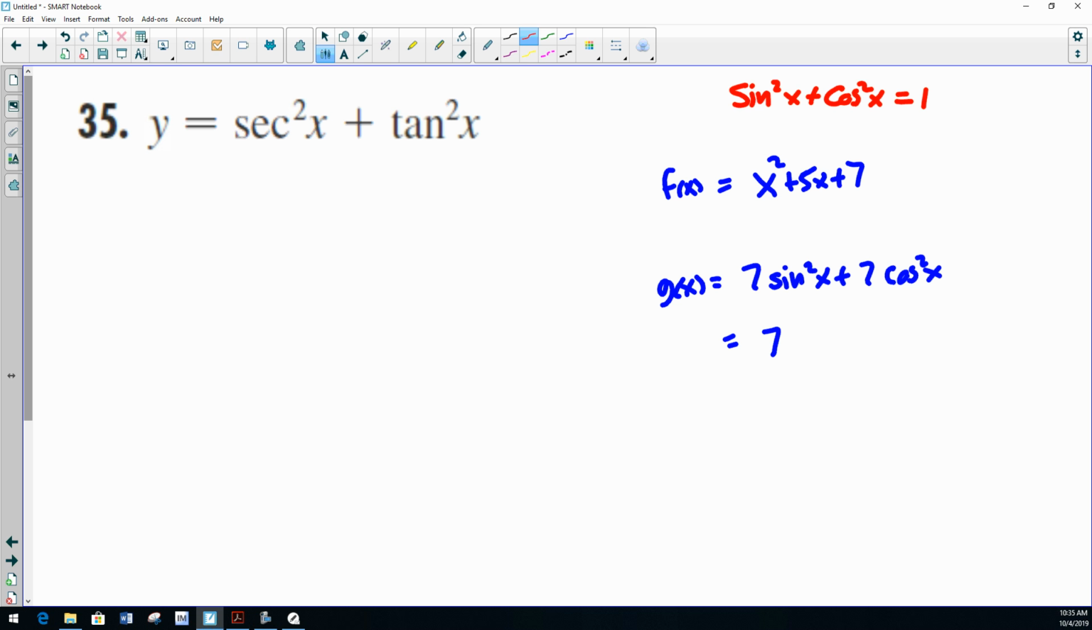So what would you rather work with? Would you rather work with this monster or 7? 7. So when you have trig, the first thing you should ask yourself is, can it take on a different form, right? Since this was a shock to you, you guys look shocked. Do you guys know the other two or no?